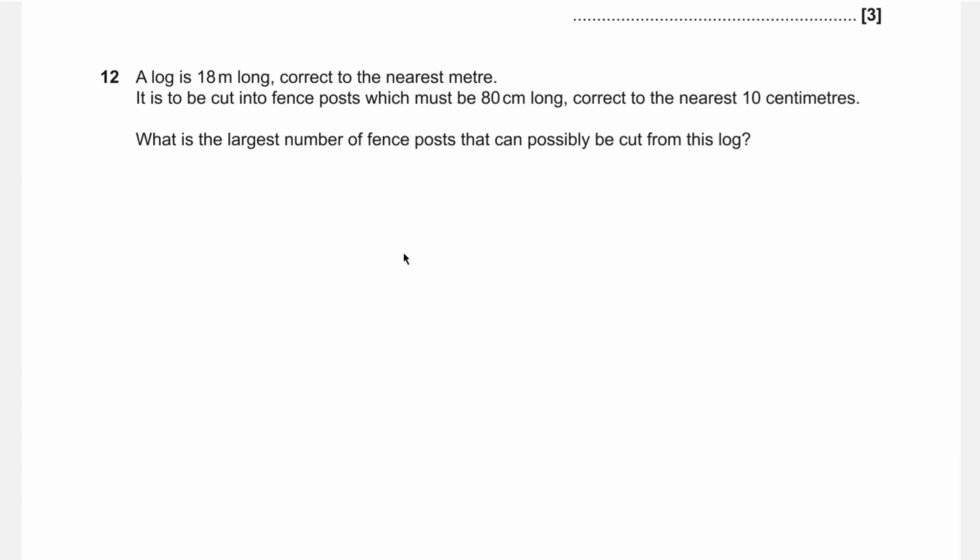Question number 12. A log is 18 meters long. Correct to the nearest meter. It is to be cut into fence posts which must be 80 centimeters long. Correct to the nearest 10 centimeters. What is the largest number of fence posts that can possibly be cut from this log? Well, before we do anything else, we need to find the upper and lower bound of the log size and the fence posts. So if I think about the log size, that's 18 meters correct to the nearest meter.